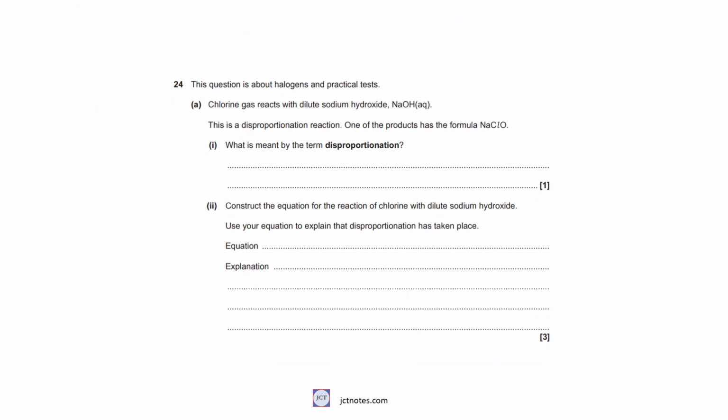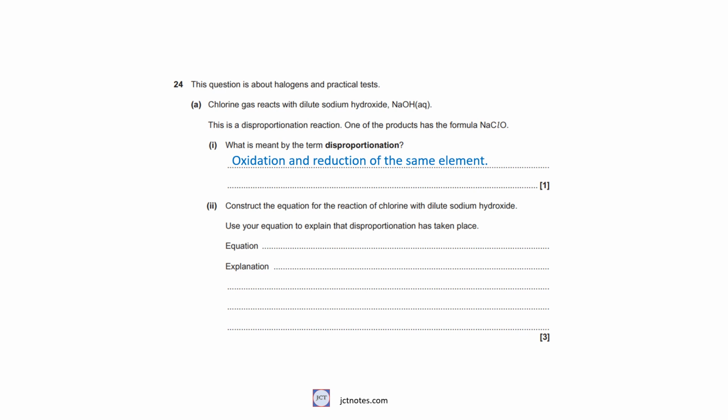Question 24 is about halogens, and practical tests. Part A is about the reaction of chlorine gas and dilute sodium hydroxide, mentioning that this is a disproportionation reaction. In Part 1, we are asked about the definition of disproportionation. It is an oxidation and reduction of the same element. This is a classic disproportionation reaction.